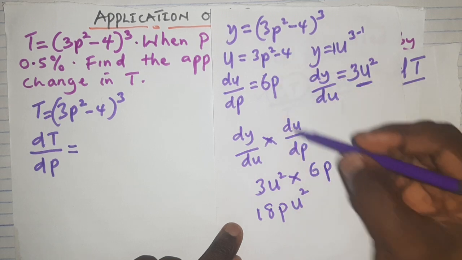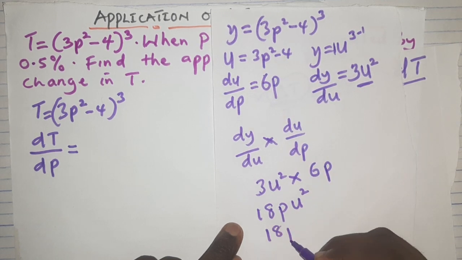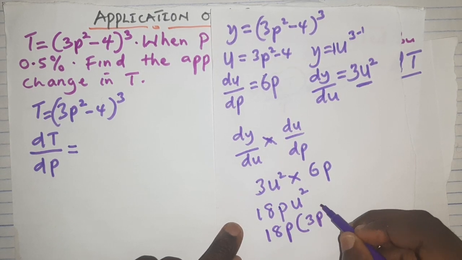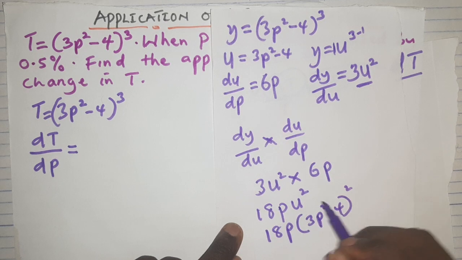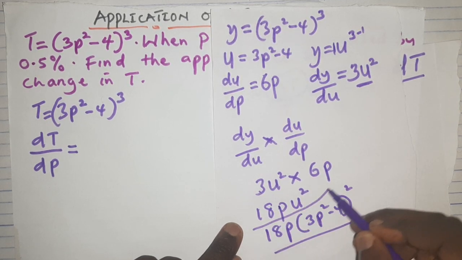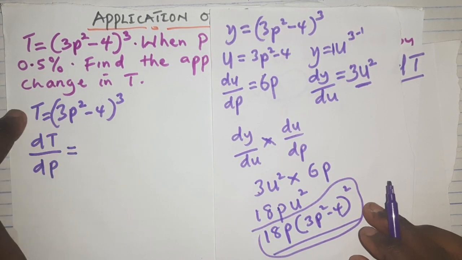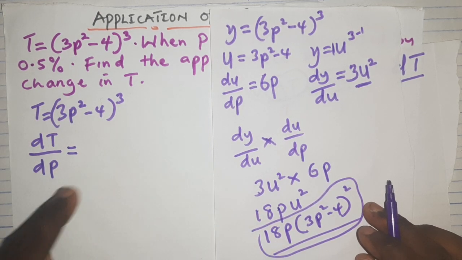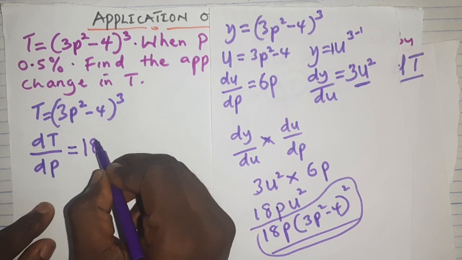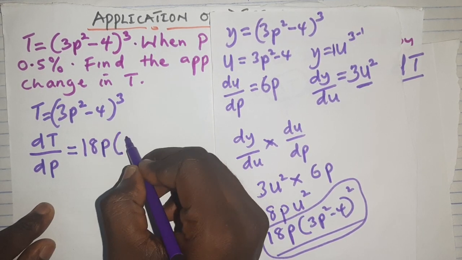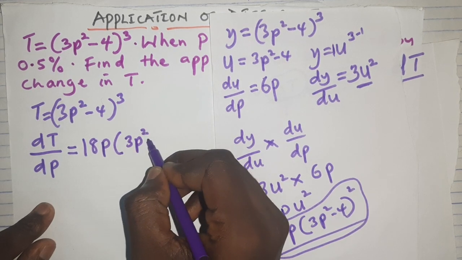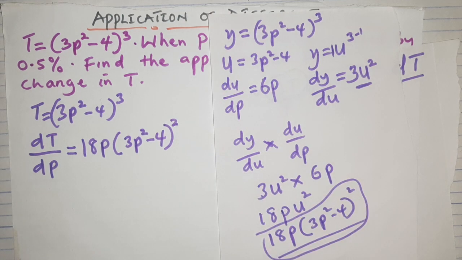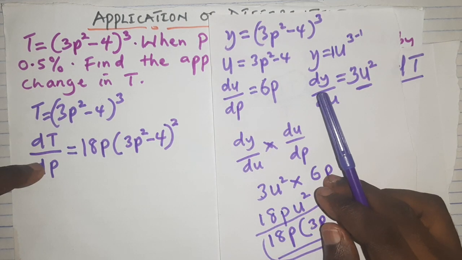We know u has a value, so I'm fixing it back there. I now have 18p, and the u is this value, 3p squared minus 4, all to power 2 because of the power here. So this is what I get after finding the derivative of this function. So my dt dp is 18p, open bracket 3p squared minus 4, all bracket raised to power 2.